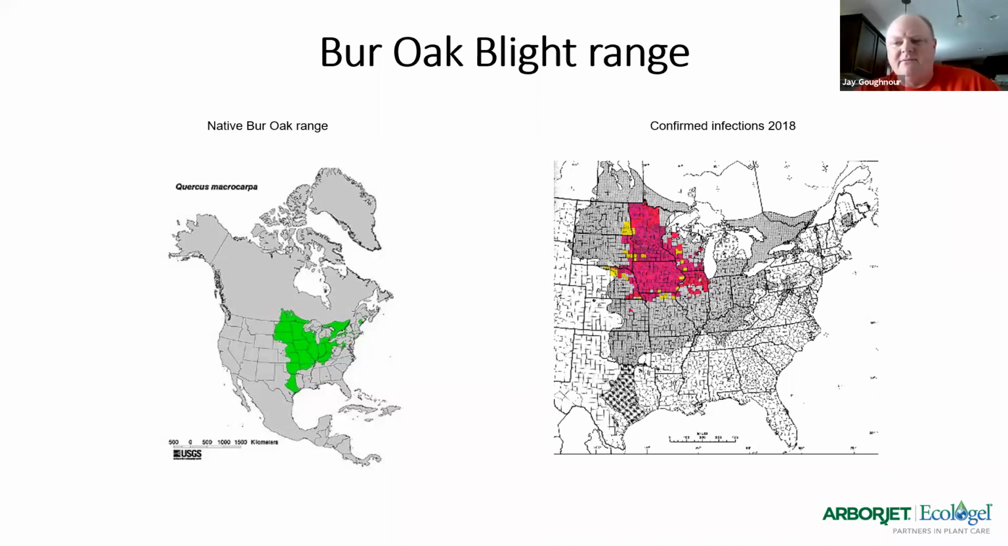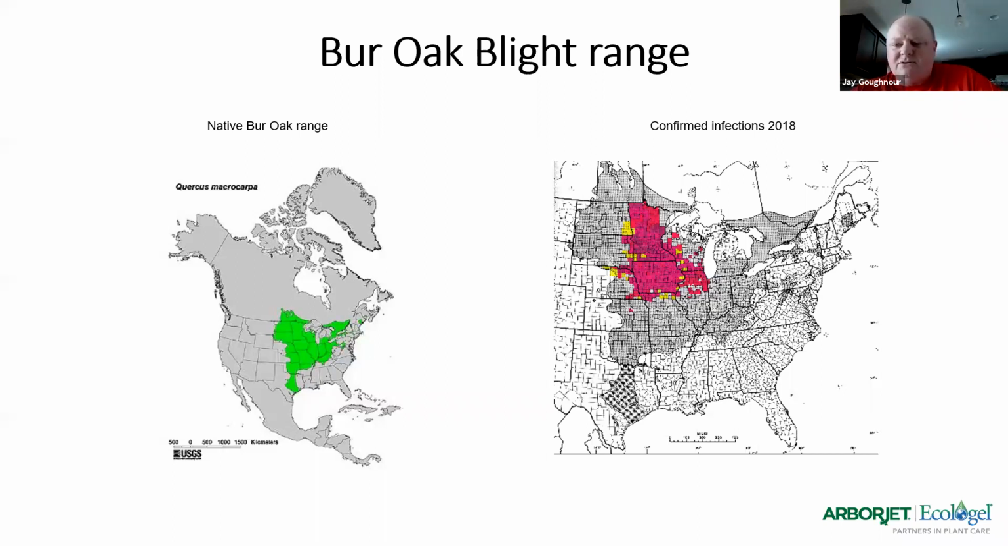I tried to find an updated map, but every map I saw was still showing confirmed infections from 2018. If I can find an updated one, I'd be more than happy to update this. But I know it's spreading. And why is it spreading? We're going to talk about that here very shortly.